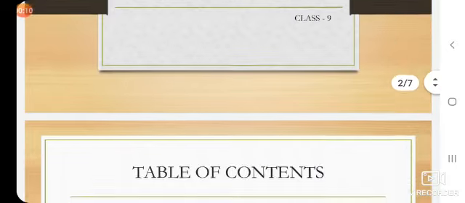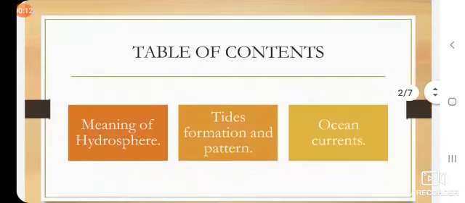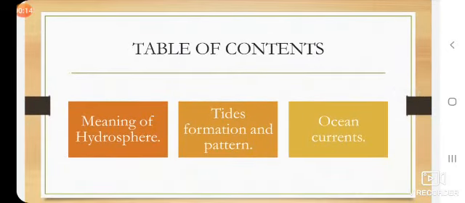The content of the lessons are the meaning of the hydrosphere, tides, formation and pattern, and ocean currents. Last week we learnt about what is the hydrosphere, tides, the high tides, the low tides, and patterns, how the tides move on. And now in this class today we are going to learn about ocean currents.